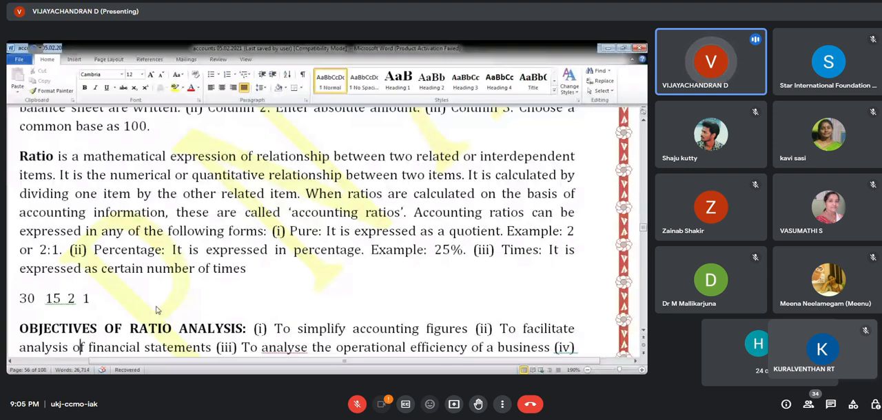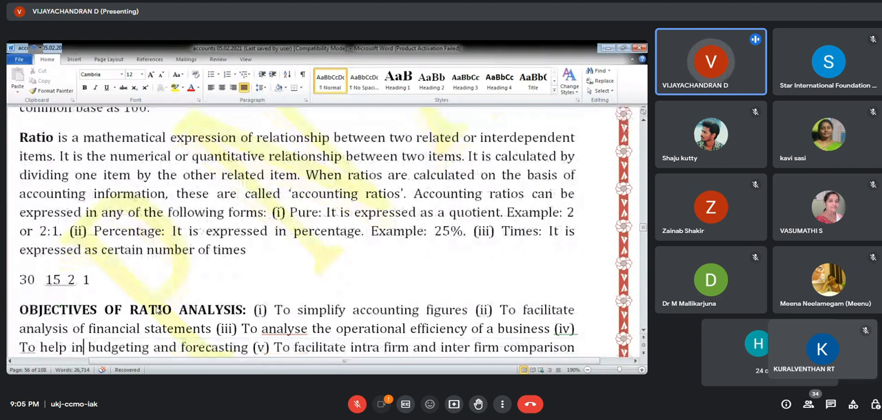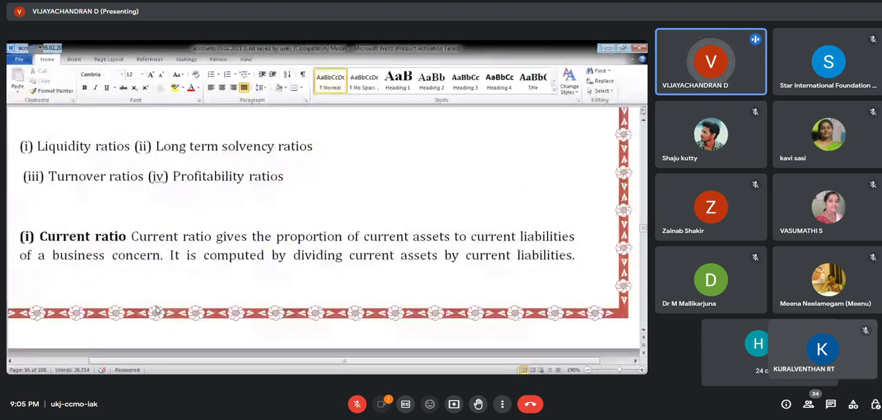So all will be expressed as X is to 1. Suppose your answer is 5, then 5 is to 1. If your answer is 2, then 2 is to 1. Right. So I told you three items are there: profitability ratio, turnover ratio, and solvency. Solvency may be short term, maybe long term.